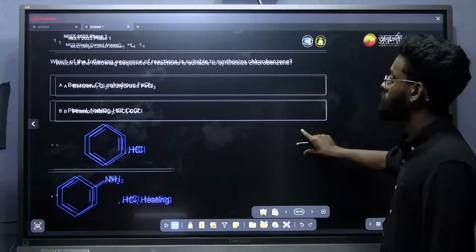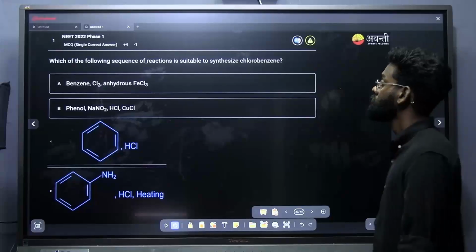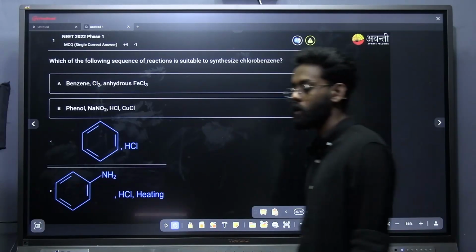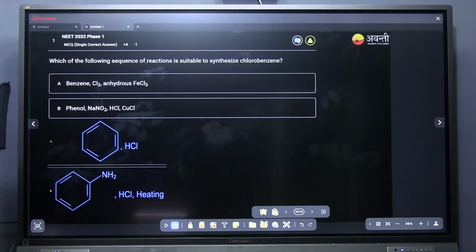Okay. Here is the next question, NEET 2022. Which of the following sequence of reactions is suitable to synthesize chlorobenzene? Very easy question. How can we prepare chlorobenzene? Option A, B, C. Find out the answer. Very easy question. By looking at it, we can understand.